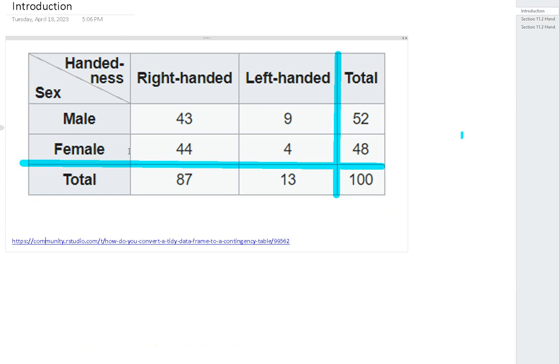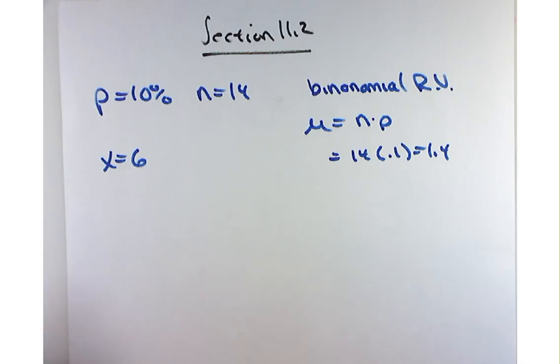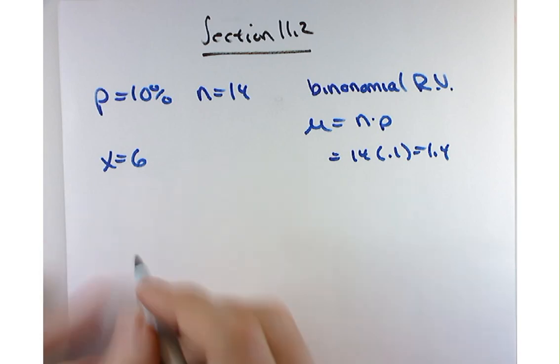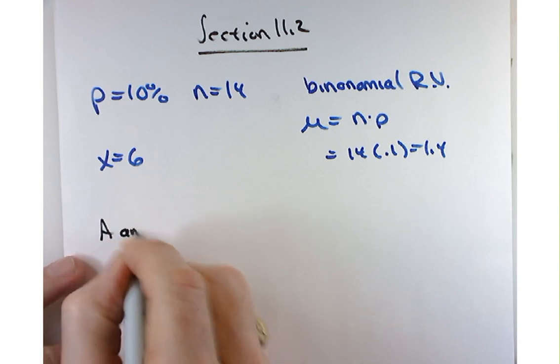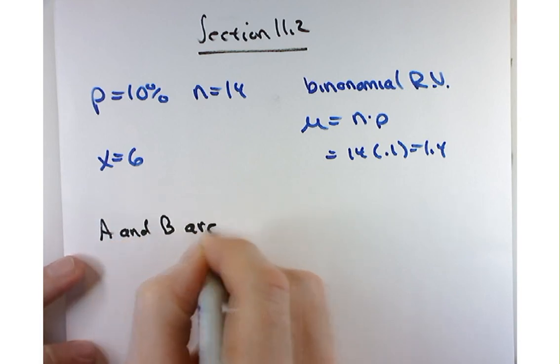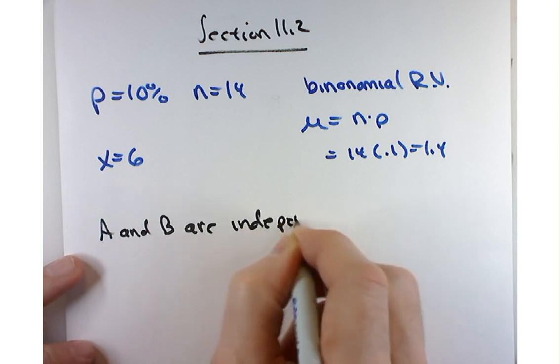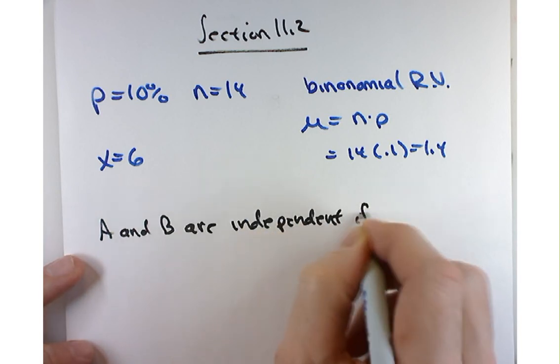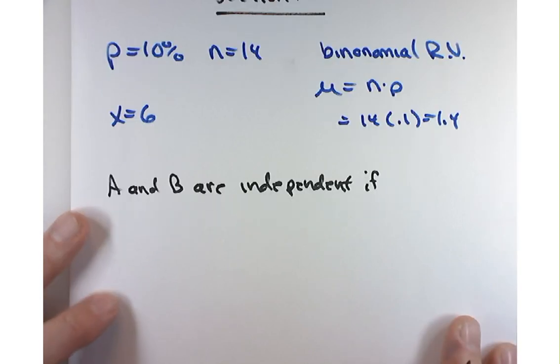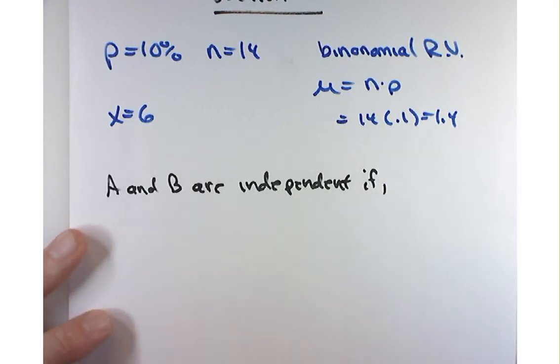So let's remind ourselves of some more things before we really dive deep into this. What does it mean for two things to be independent? If I was to write down a definition, A and B are independent if what? What do I fill in next? Anyone?